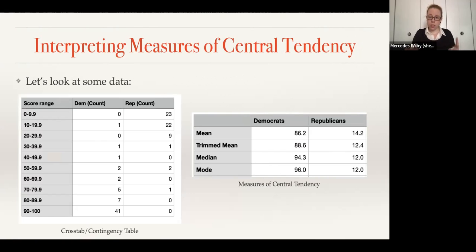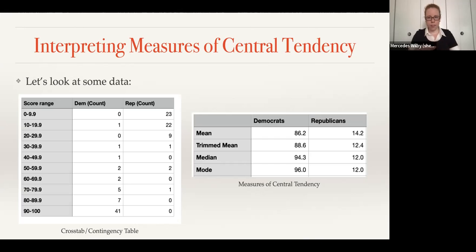Now, we could also use a frequency table if we were visualizing one of the variables, right? In this case, the count of, say, just Democrats or just Republicans. But because this is bivariate data, we've got two variables, Democrat, Republican, and score, right? That means that we need a crosstab, or again, what's called a contingency table sometimes.